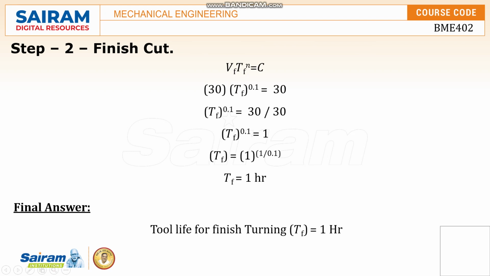Now if I want to find this Tf, I need to bring this power to the other side. If I do that, the next step will be Tf is equal to 1 to the power 1 by 0.1. If I simplify this, I will get 1 as the answer, which means that for a speed of 30 meters per minute for the finishing operation, or finish cut, the tool life will also be 1 hour. So that is the final answer.